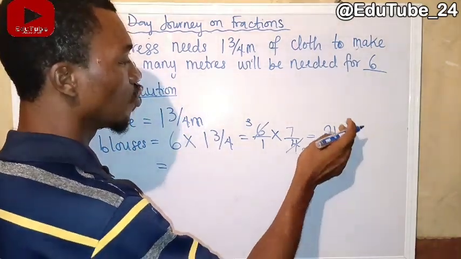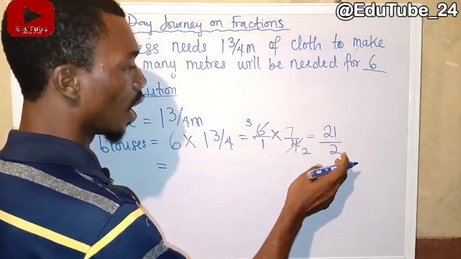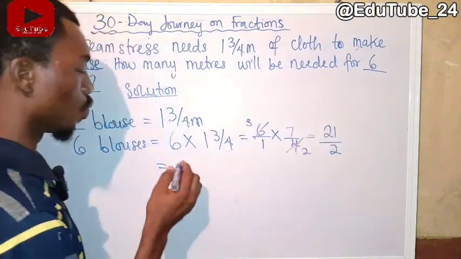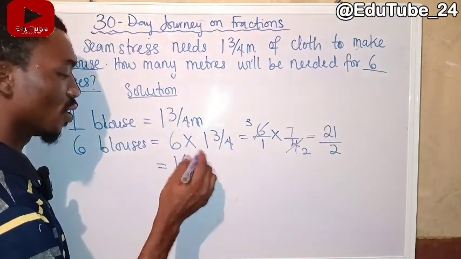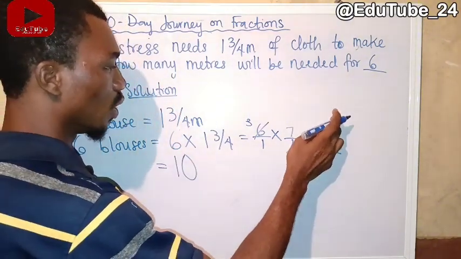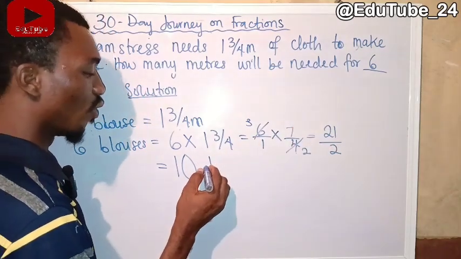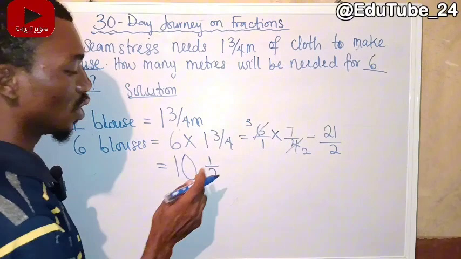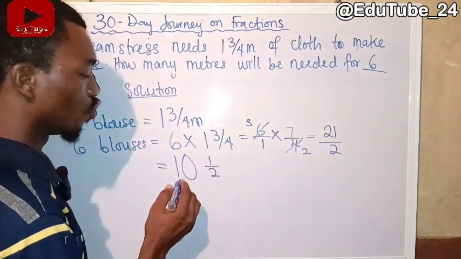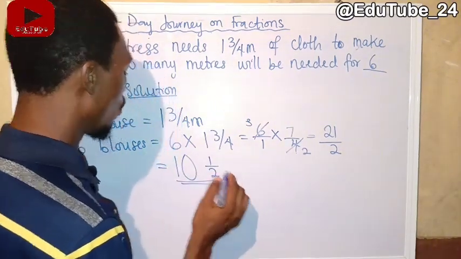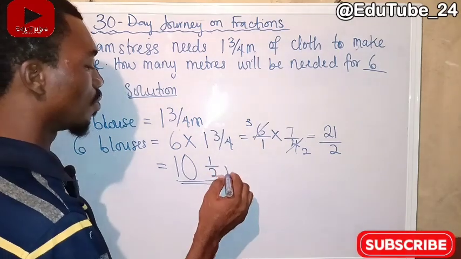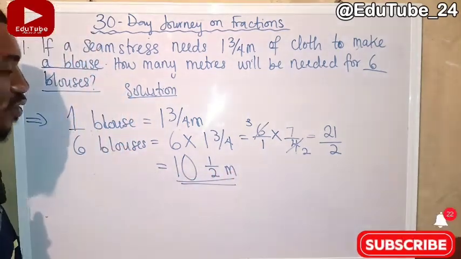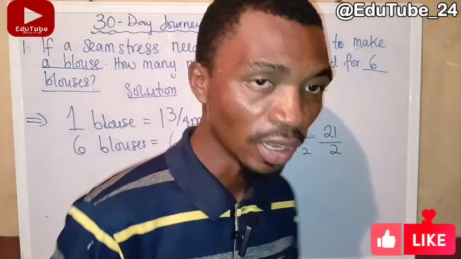We simply say, how many 2s can we count in 21, or how many 2s are there in 21? We are going to have 10, because 10 times 2 will give you 20, leaving a remainder of 1 over this 2. So 21 over 2 is 10, remainder 1 over 2. So we are going to need 10.5 meters of cloth to make 6 blouses. So let's move on to the next question.